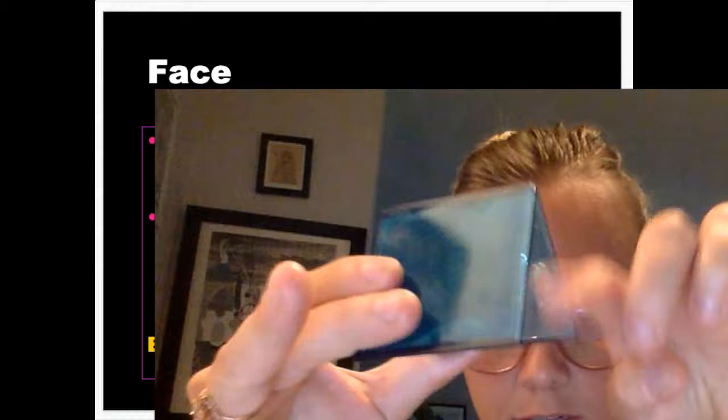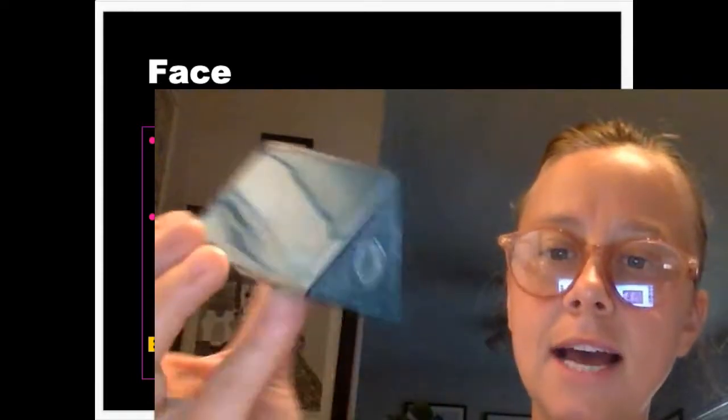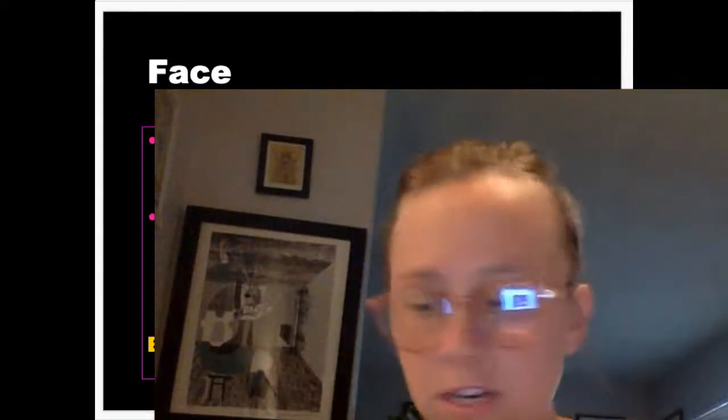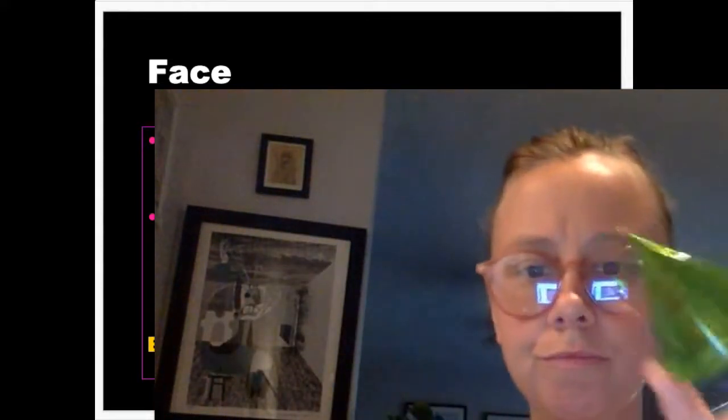1, 2, 3, 4, 5. I always like to double check. This has 5 faces. All right, let's look at another shape, a cone.